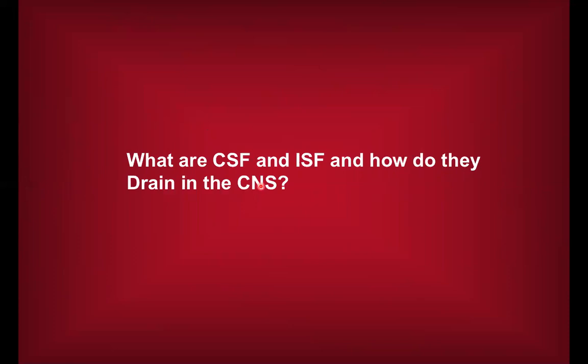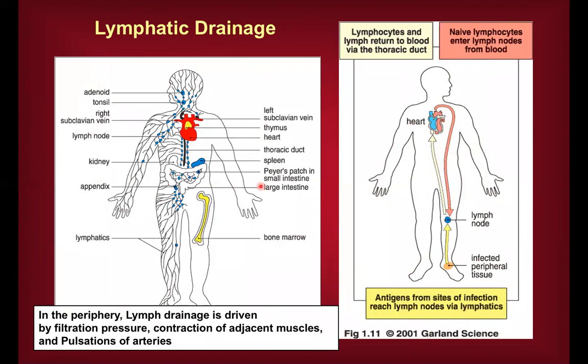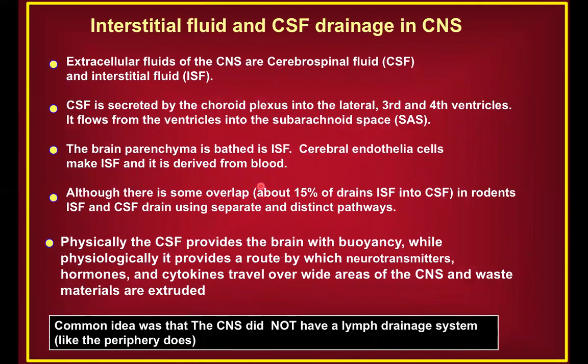Okay, so we're going to get into a little bit more of this concept of the cerebrospinal fluid and the interstitial fluid and how they drain the CNS. This is a picture from an immunology textbook showing you the lymphatic system within the periphery. We know that it drains everywhere. Basically the lymph drains based on muscle contraction, right? And it drains to the lymph nodes where we have immune cells. And when we have an antigen within the lymph node, we know that it gets picked up and we'll have an immune response, right? So the brain doesn't have the same structure, but it has some important factors.